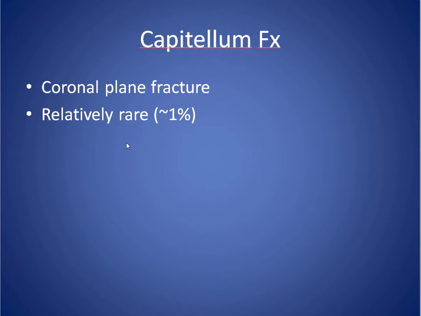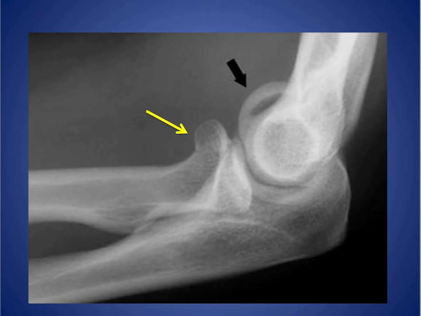So capitellum fractures occur in the coronal plane. They're relatively rare fractures in the adult population, less than 1% of elbow fractures. Here's an example of a radial head fracture, but also a corresponding capitellar fracture. In this case, this is just a shear injury of the capitellum with a little bit of subchondral bone attached. This is known as a Kocher-Lorenz fracture. There is a different classification for these capitellar fractures called the Bryan and Morrey classification, if you want to read about that for more detail.